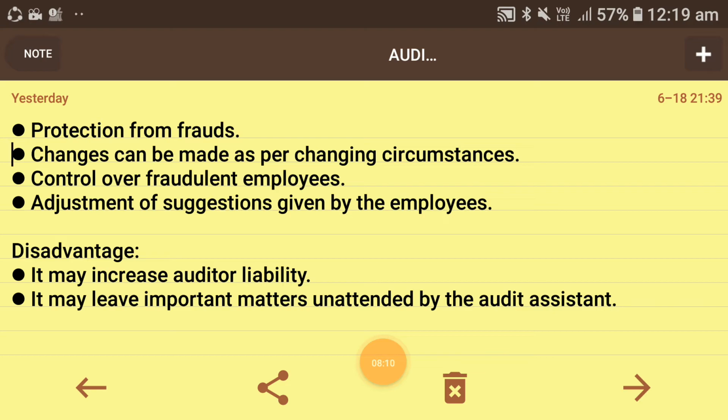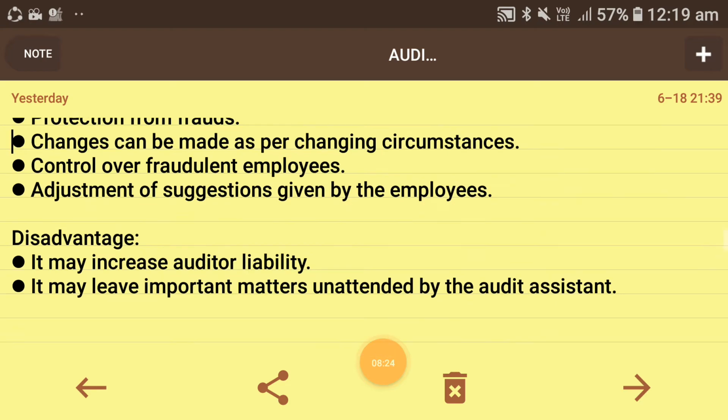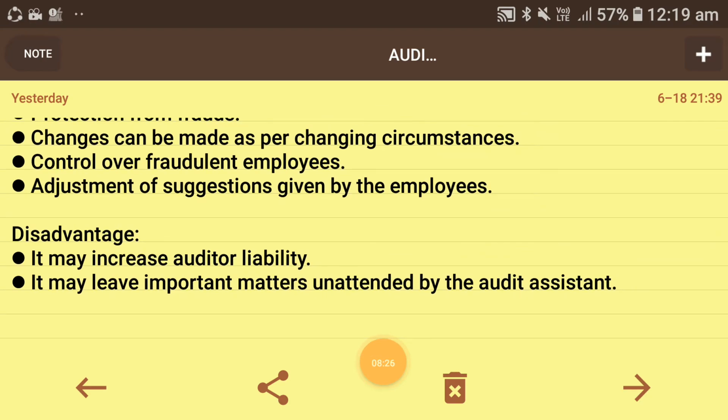Next, it may leave important matters unattended by the audit assistant. Yes, it may leave important matters, because the flexible audit program is going to change every day, every single minute. So maybe some matters could be left by the audit assistant to tell the main auditor that it should be done in such a manner. So it has some advantages, and it has some disadvantages too.